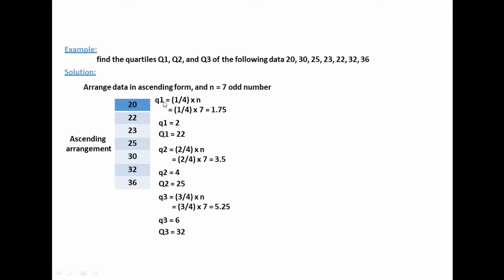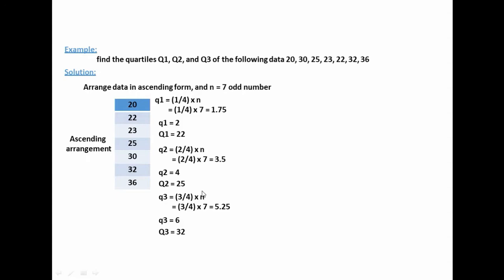This small q1 represents the position of the value. So q1 is actually 1 by 4 multiplied by n. We can find the position of the first quartile by this 1 by 4 by n. Similarly, 2 by 4 by n is the position of q2, and 3 by 4 by n is the position of q3.